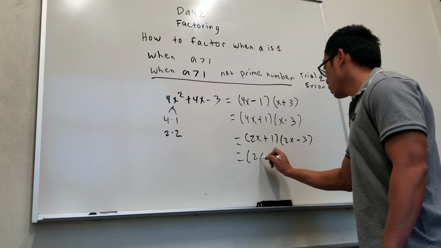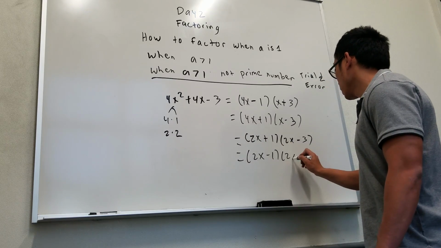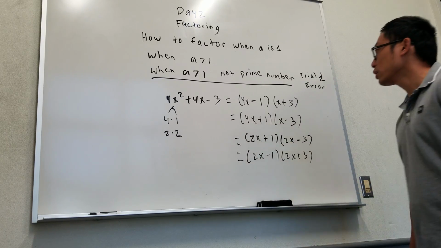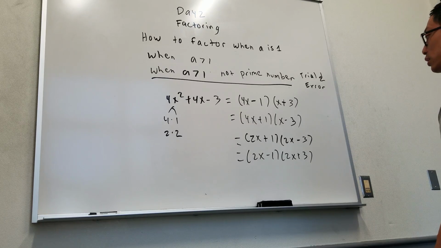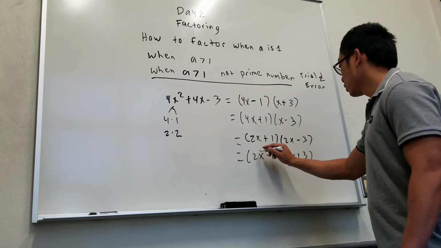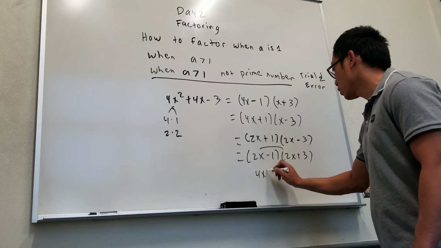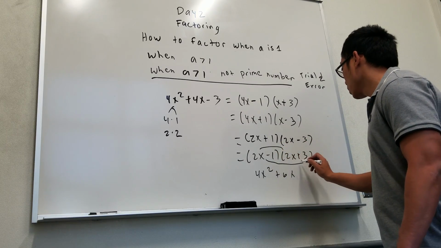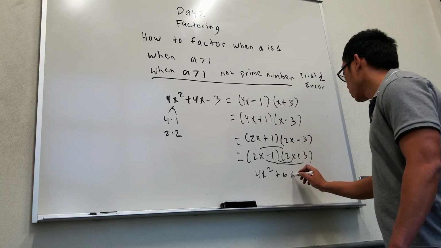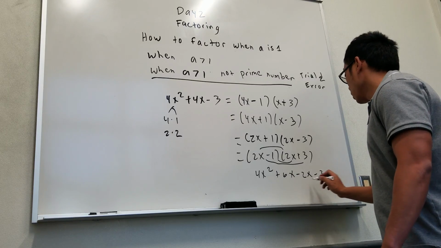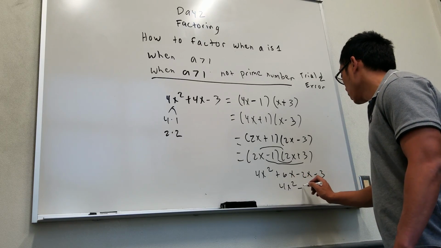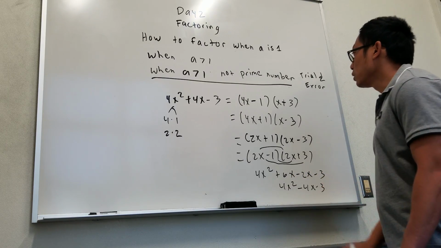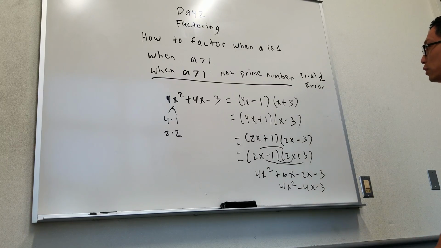How about this one? 2x minus 1, 2x plus 3. Does that work? Yes, it does if you FOIL it. Let's check. So 2x squared, so that's 4x squared, and plus 6x, right? Minus 2x, minus 3. Yes, it does work. 4x squared minus 4x minus 3. There you go. That's called trial and error.